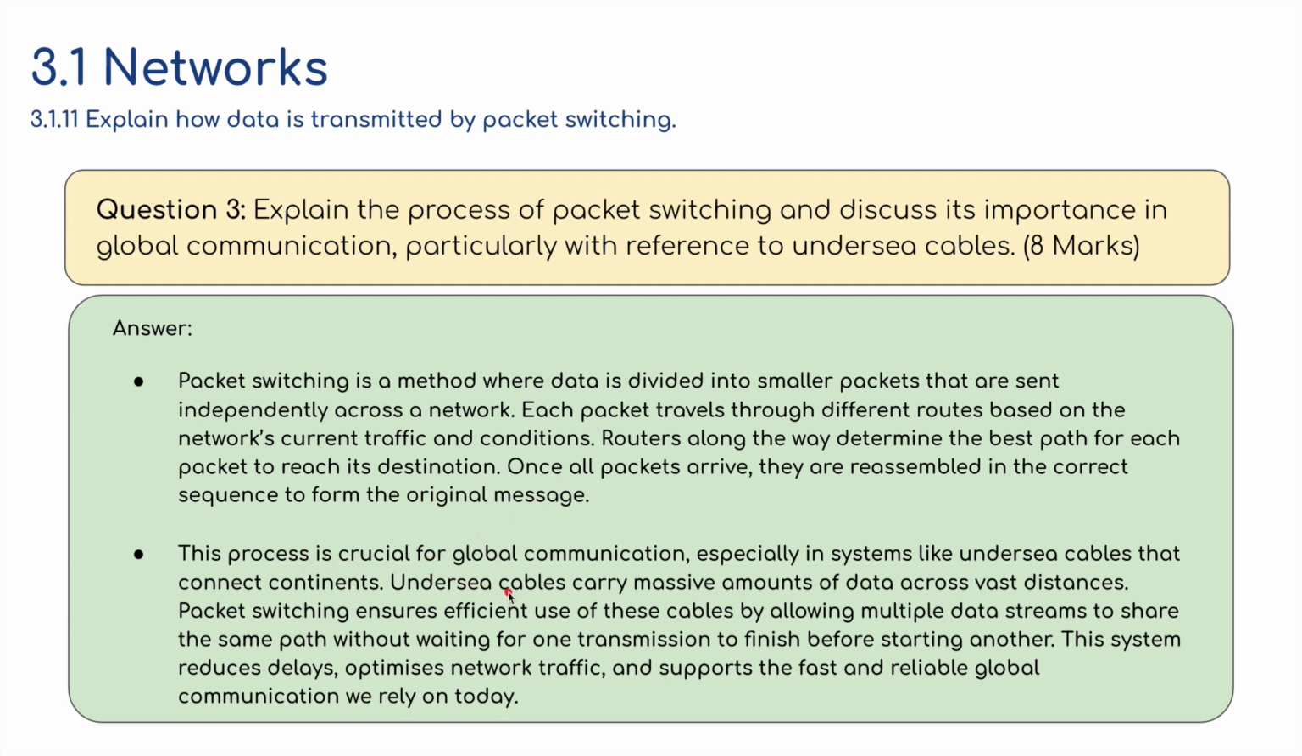This process is crucial for global communication, especially in systems like undersea cables that connect continents together. Undersea cables carry massive amounts of data across vast distances. Packet switching ensures efficient use of these cables by allowing multiple data streams to share the same path without waiting for one transmission to finish before starting another one. This system reduces delays, optimizes network traffic, and supports the vast and reliable global communications that we rely on today.